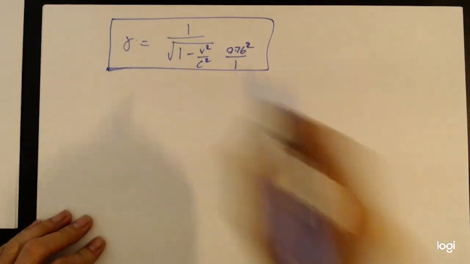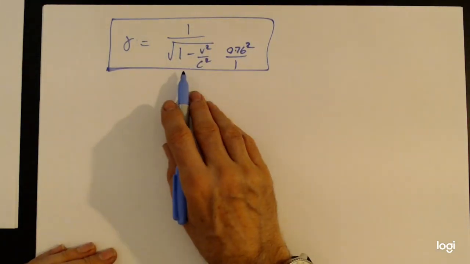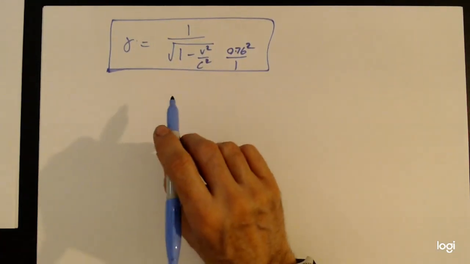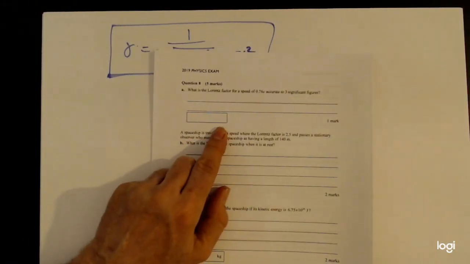So that's pretty straightforward. That's basically, can you drive a calculator? It's only worth 1 mark. And by the way, the Lorentz factor does not have a unit. And that's why the box that they gave you for this question doesn't have a unit in it.